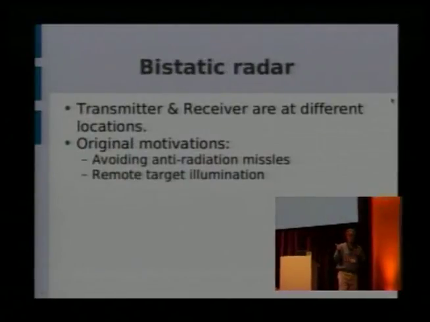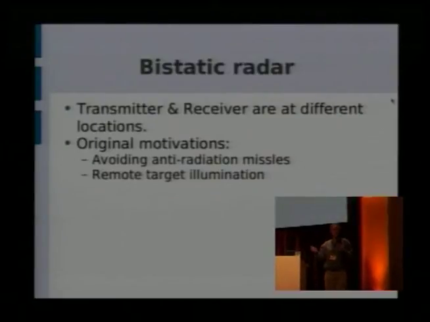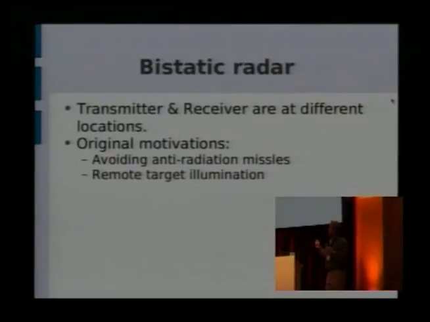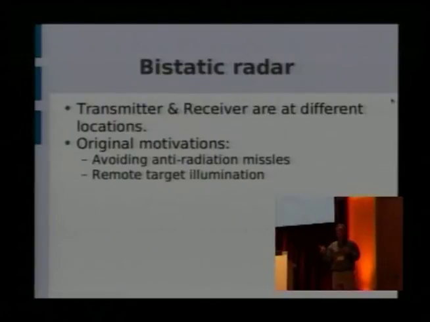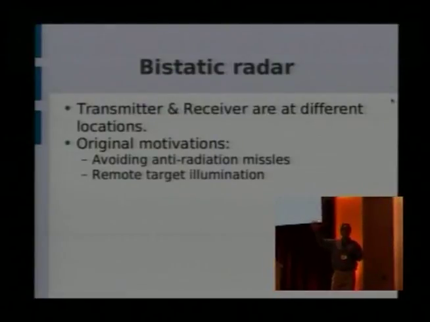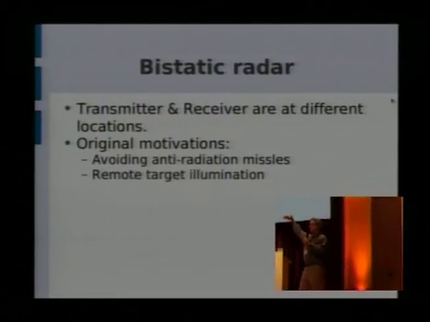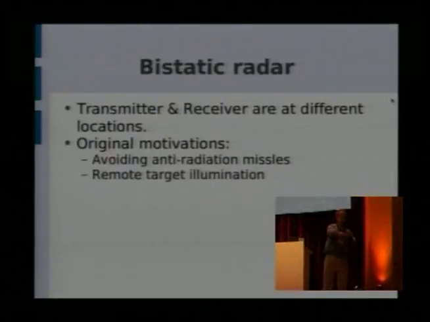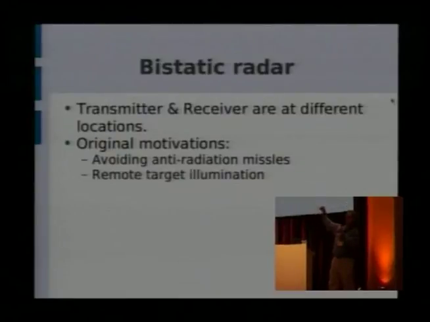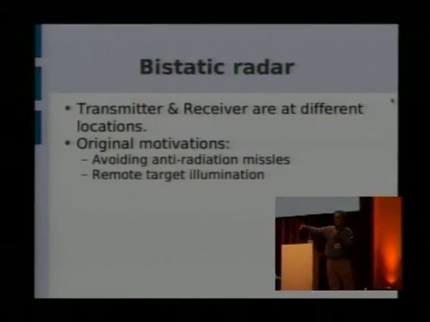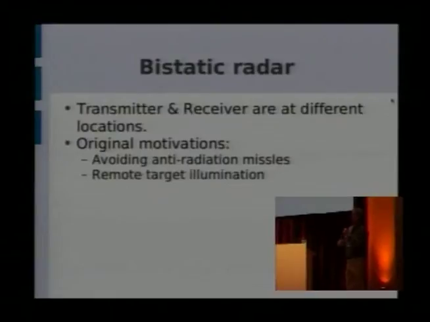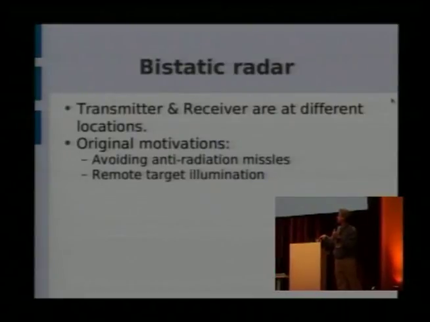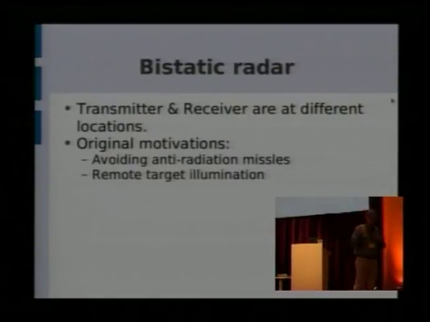So the bistatic case: transmitter and receiver are in different places. Where this came from originally was anti-radiation missiles. You know about those? These are the ones they have on airplanes, for example. They watch somebody turn on their little radar system on the ground, and then they just fire the missile and have it home in on the radar system. So that was the initial idea about maybe we should put the transmitter and the receiver in two different places. The other reason they use this is remote target illumination.